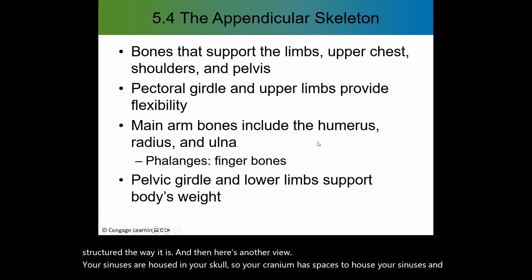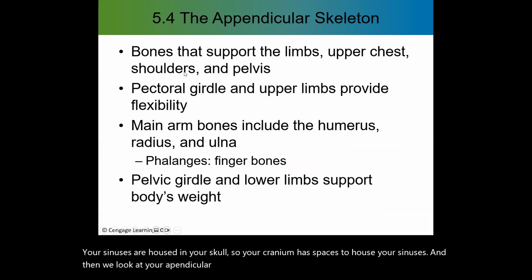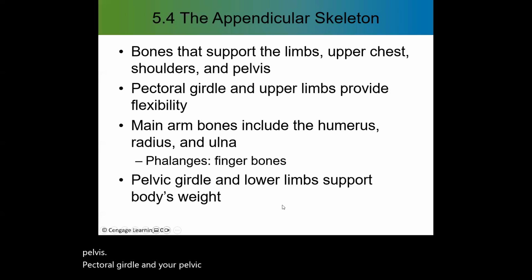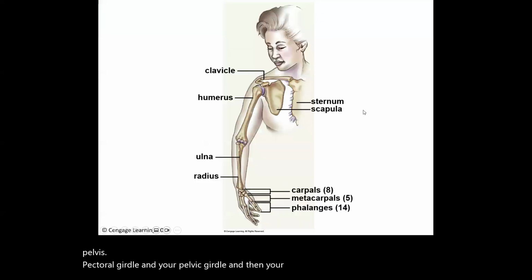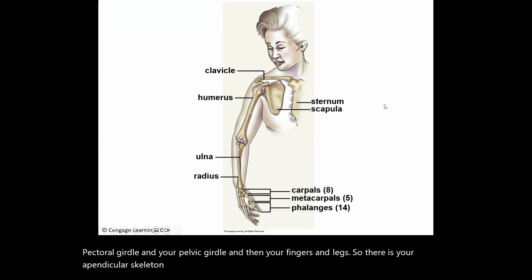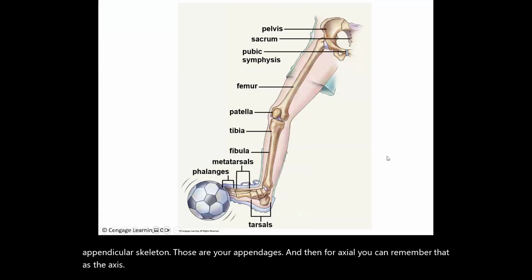And then we look at your appendicular skeleton. So that's your limbs, upper chest, shoulders, pelvis, pectoral girdle, and your pelvic girdle, and then your fingers and legs. So there is your appendicular skeleton. Those are your appendages. And then for axial, you can remember that as the axis.